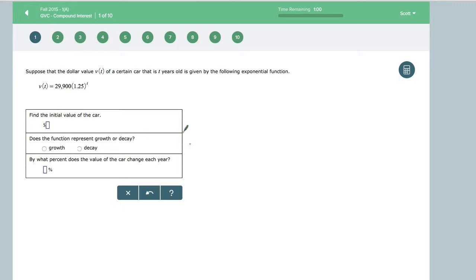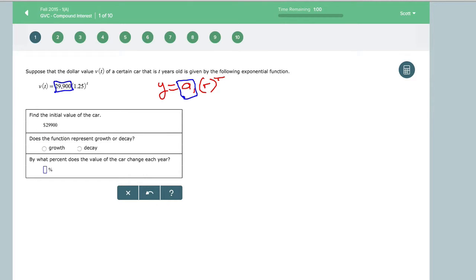This first one, suppose the dollar value of a certain car is T years and so on. We want to know the initial value of the car. If we remember, the initial value is always that first term, and then this is the rate, and this is the time. So we look at this and we say, all right, our initial value is this number right here, which matches right here. Okay, so we can type that directly in. The initial value of the car is $29,900.